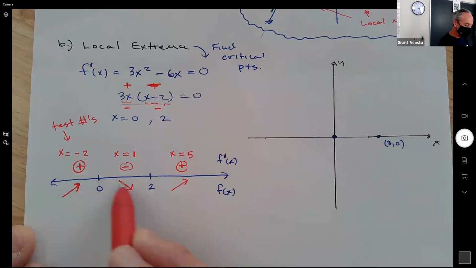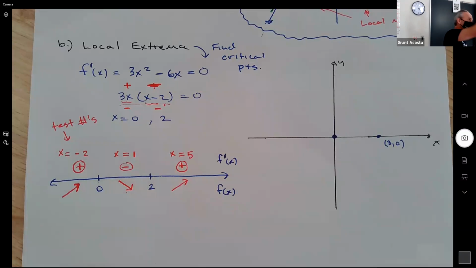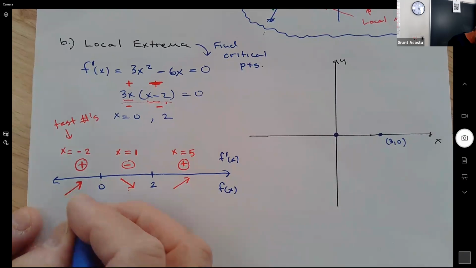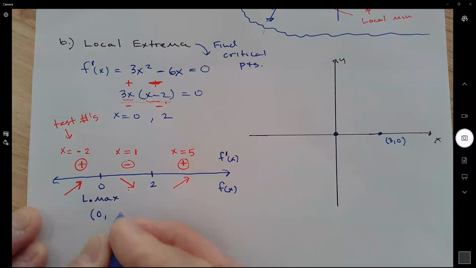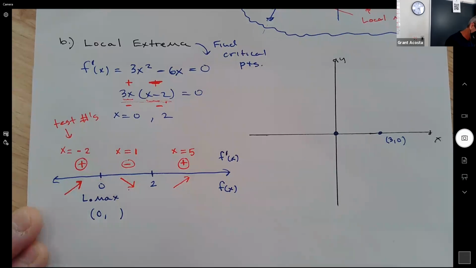If you had to decide whether 0 corresponded to a local min or max, what would you be inclined to say? It goes up and then down. That's a max. So what we know is you're going to have a local max at 0. And if you go from down to up, you're going to be passing through a local min at 2.